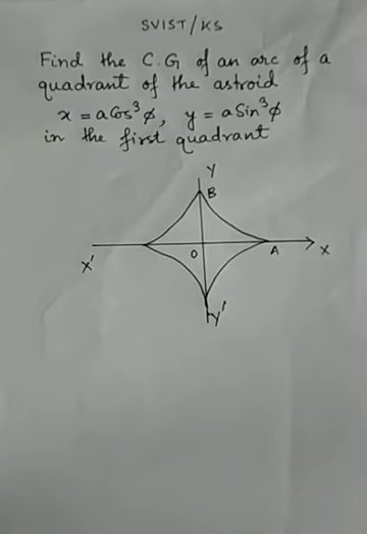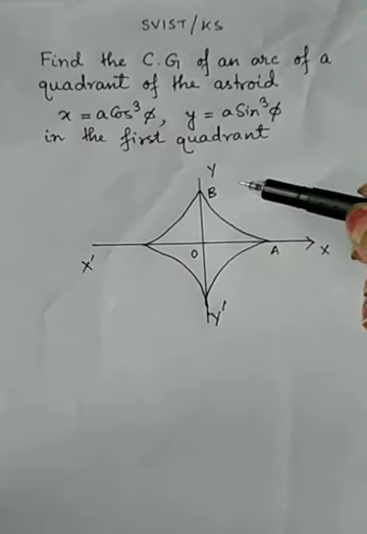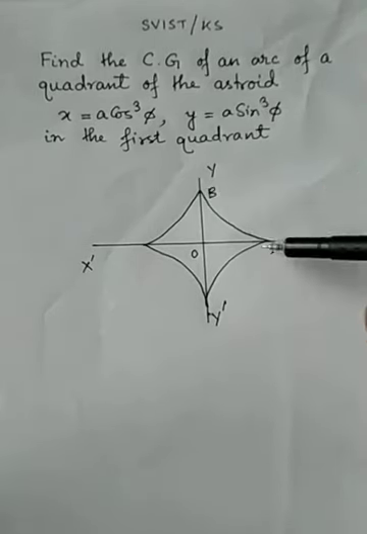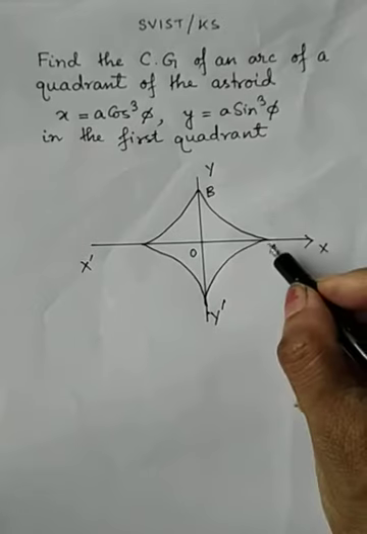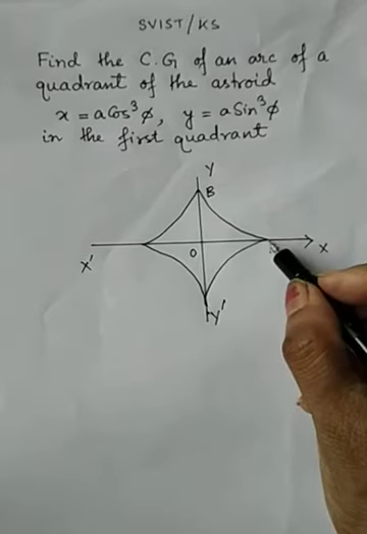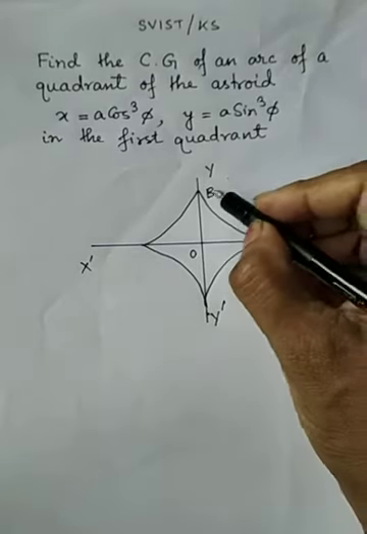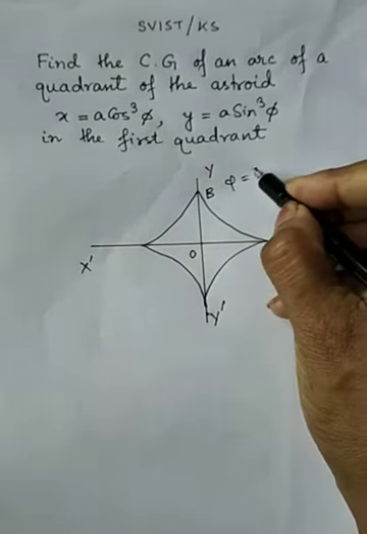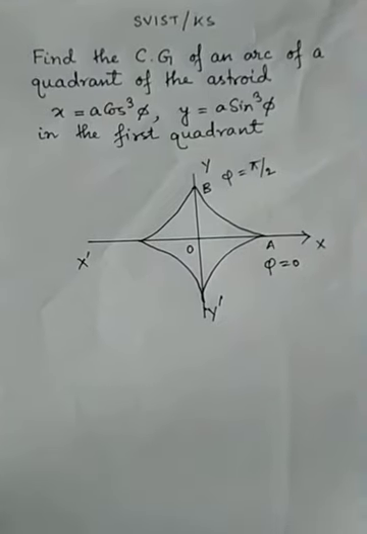Okay. So in this case at the point A, y equals 0, and at the point B the phi value is pi by 2. So at this point as y equals 0, phi is 0. At this point phi equals 0 and at this point phi equals pi by 2.